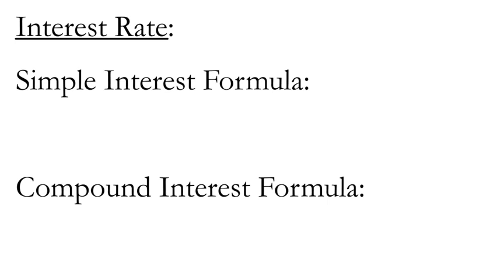So for simple interest, the formula would go like this. It would say A equals P times 1 plus R to the T power. A would be your total amount. P would be your initial amount.